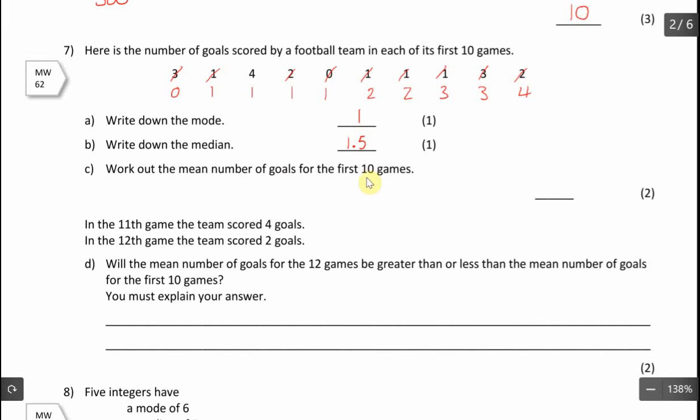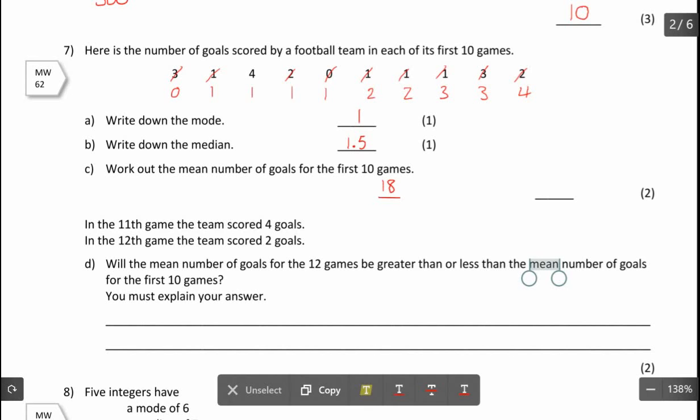And work out the mean number of goals. So the mean is, you add them all up, divide by how many there are. Okay, so these add up to 1, 2, 3, 4, 5, 6, 7, 8, 11, 14, 18. And we've got 10 games. So 18 divided by 10 is 1.8.